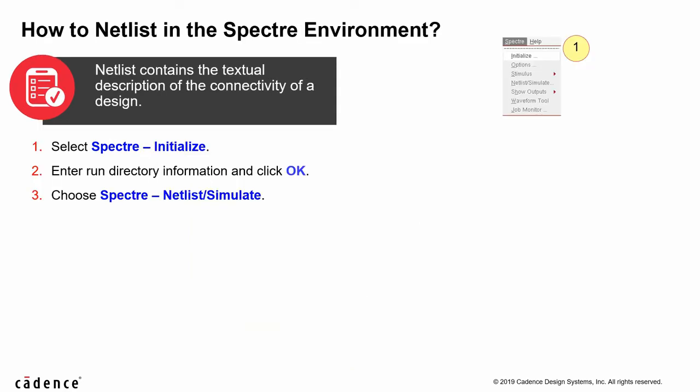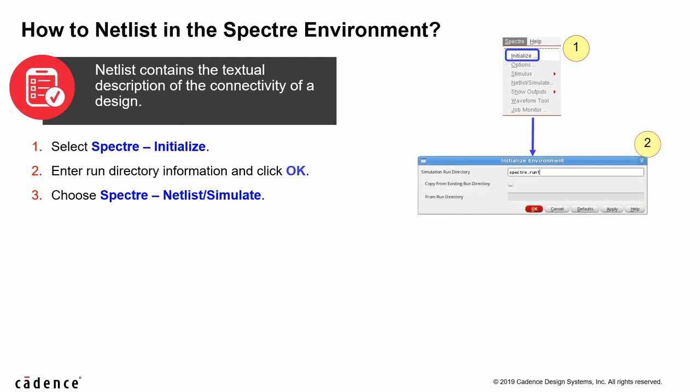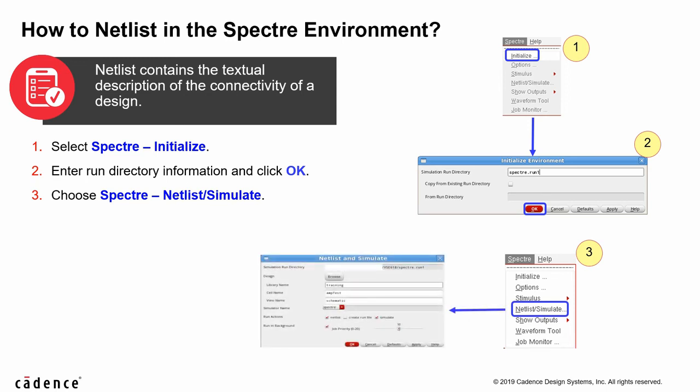You need to first initialize the Spectre environment, and to do this you can choose Spectre Initialize. This brings up the Initialize environment form that you see here. You can enter the name of the simulation run directory and click OK. All the other options in the Spectre menu that were not accessible earlier are now enabled, and you can choose Spectre Netlist Simulate to open the Netlist and Simulate form. You can enable the run actions here.